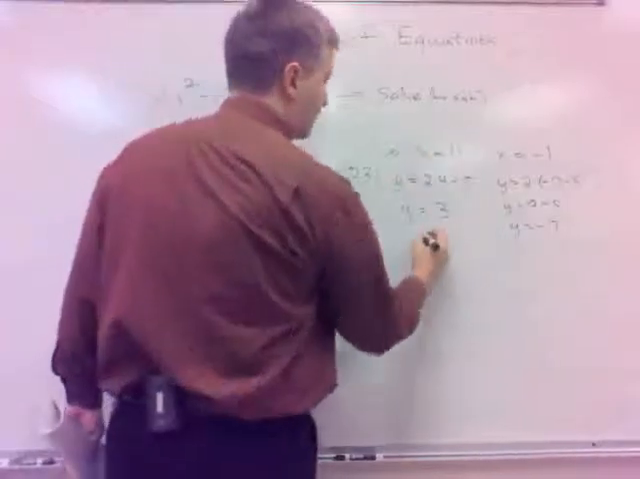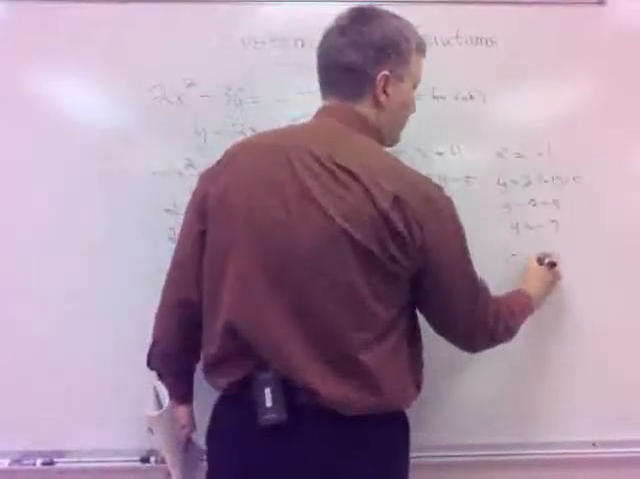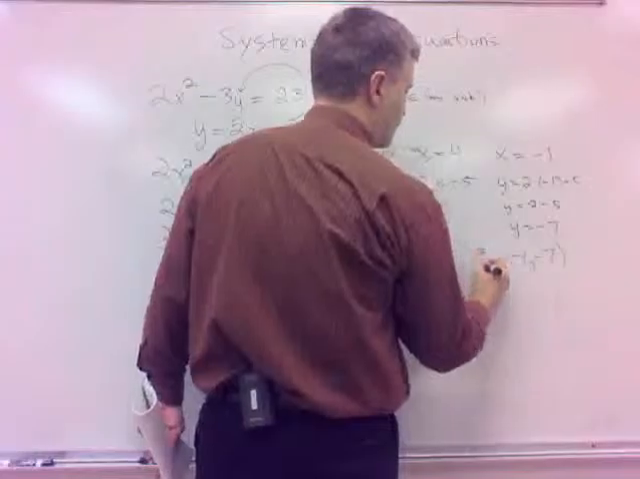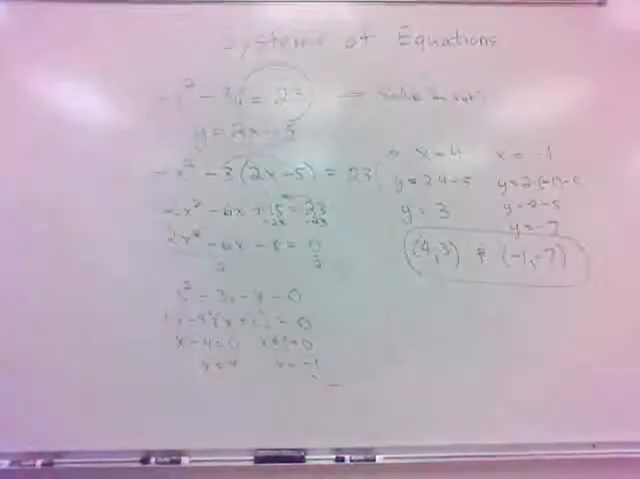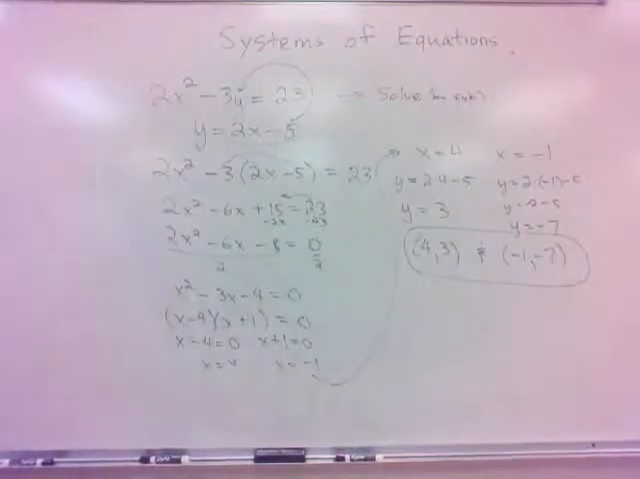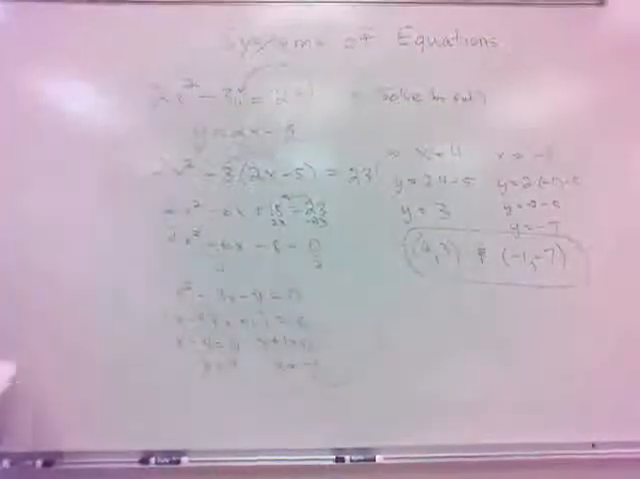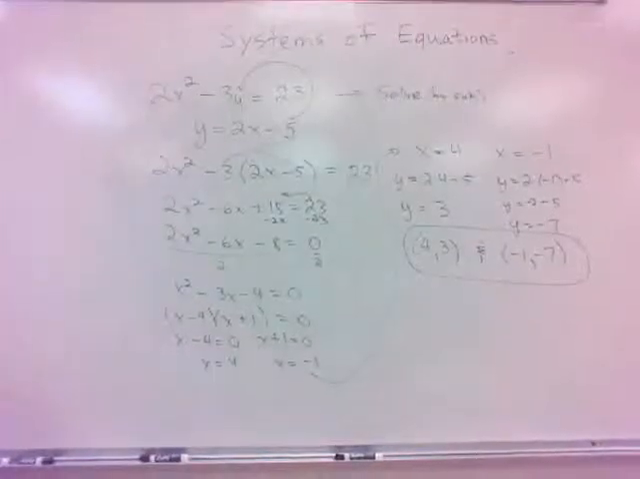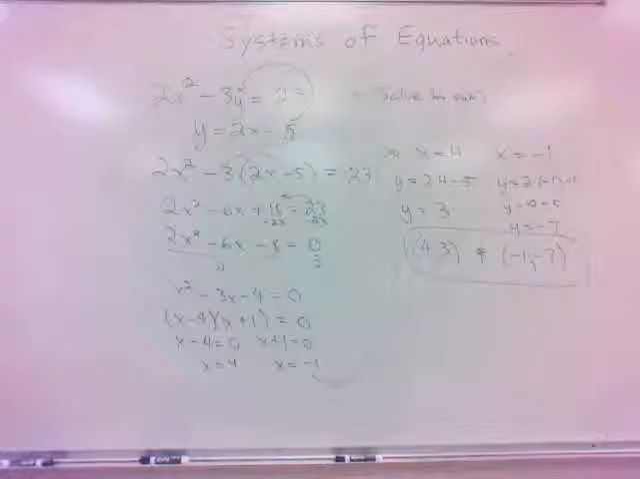So here's what I've got. I've got x is 4, I've got y is 3 then. I've got x is negative 1, I've got y is negative 7. What does that mean? Well, that means I've got 2 solutions to this system. And again, it's because it's the parabola and the line. Those are going to maybe intersect differently. You could get one solution, you could get 2, could get none, like we had before. But in this case, we do get 2 solutions. Is that okay?